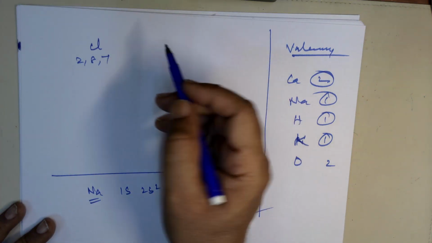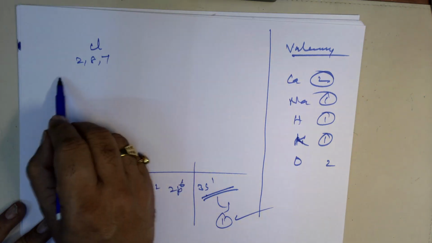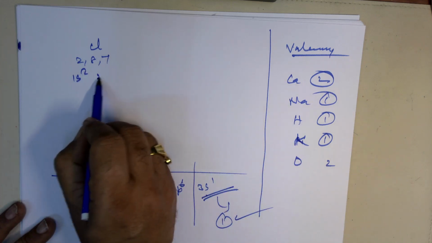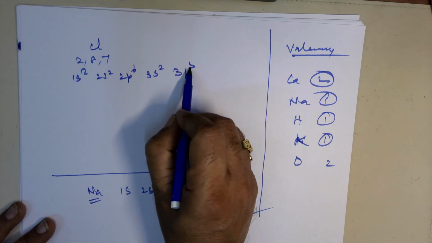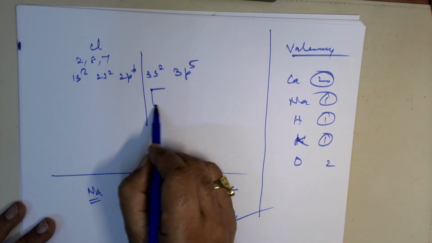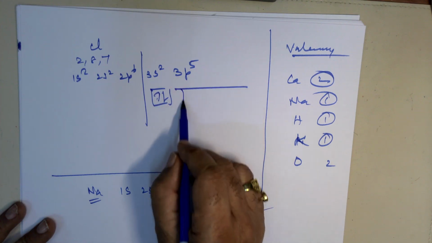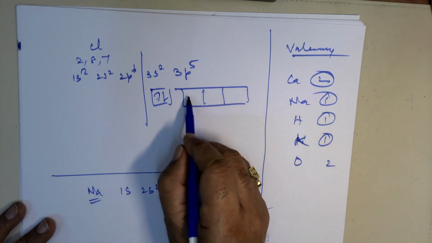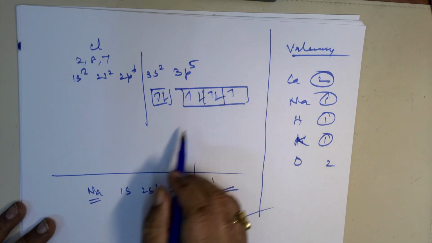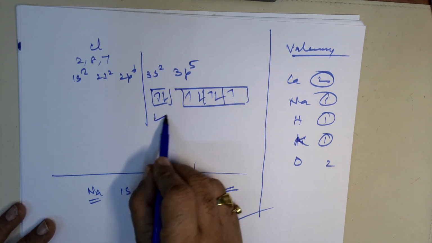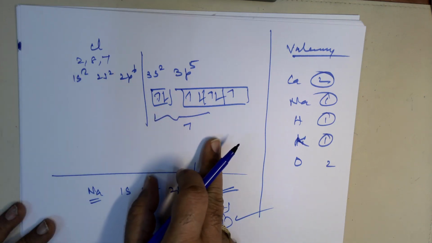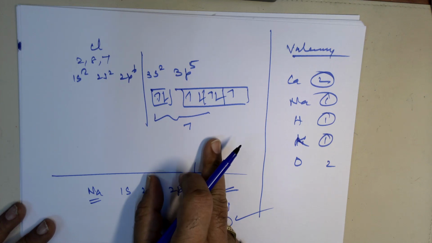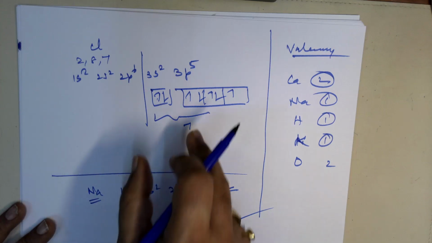This chlorine has got 2,8,7 as the last one. Let us expand it: 1s2, 2s2, 2p6, 3s2, and 3p5. So let me consider the last shell. This is paired, 3s2. What about this 3p5? 1, 2, 3, 4, 5. So you've got totally 7 electrons, right? And what is the valency here as far as chlorine is concerned? Why 1? Why not 7?